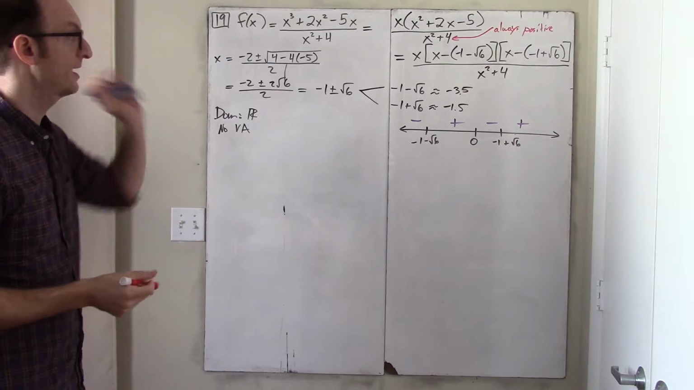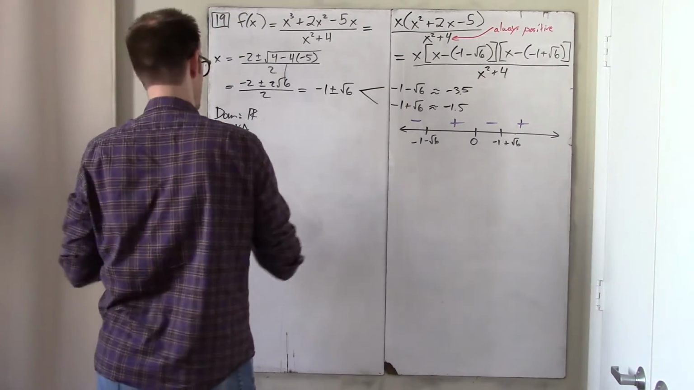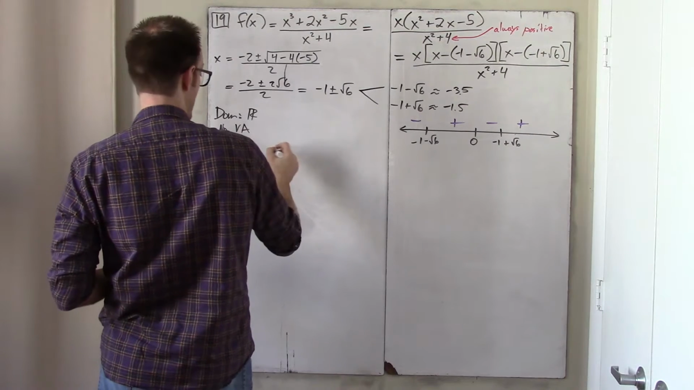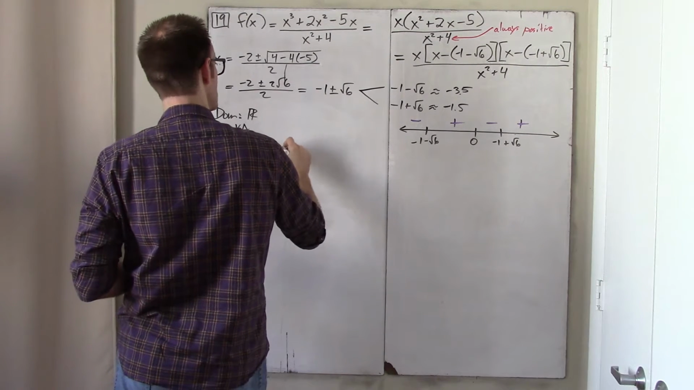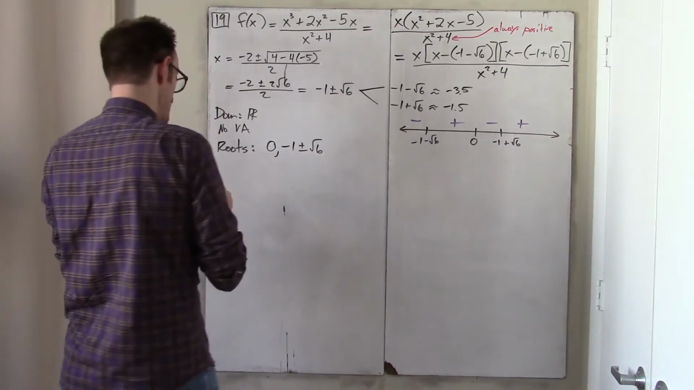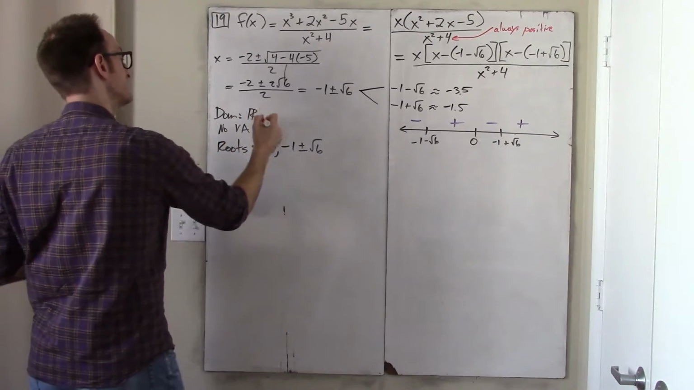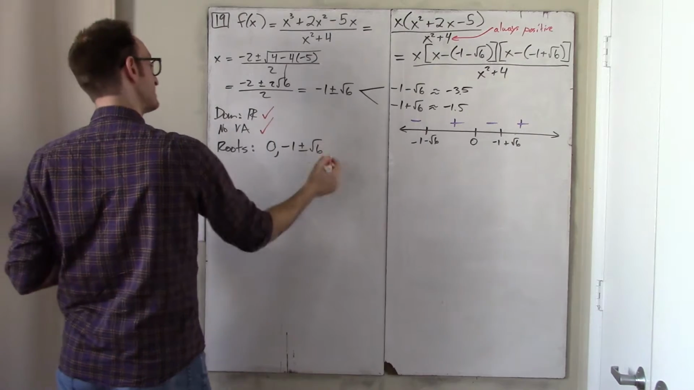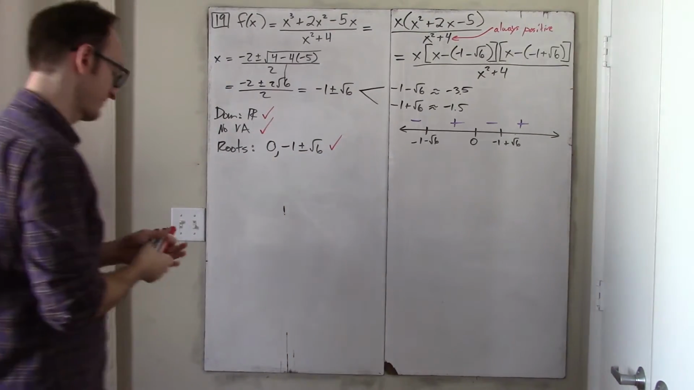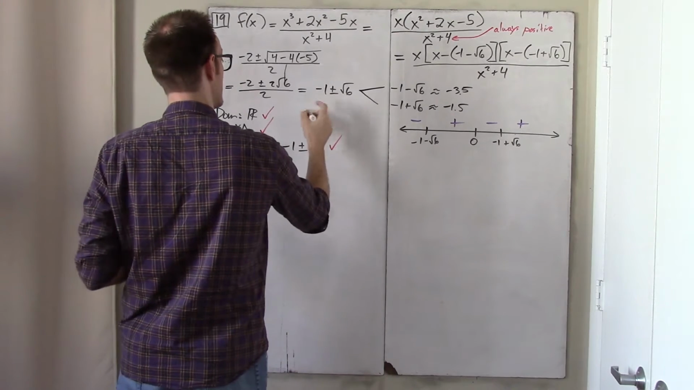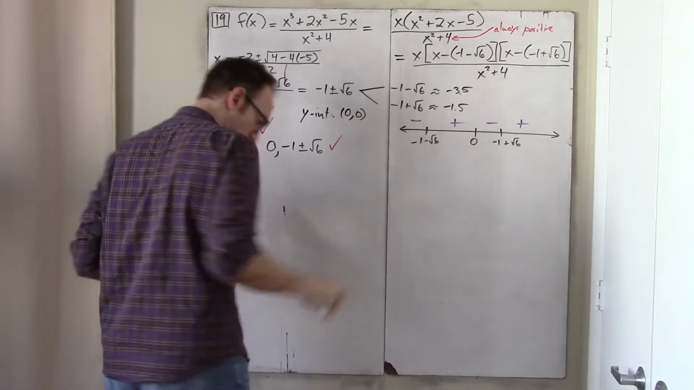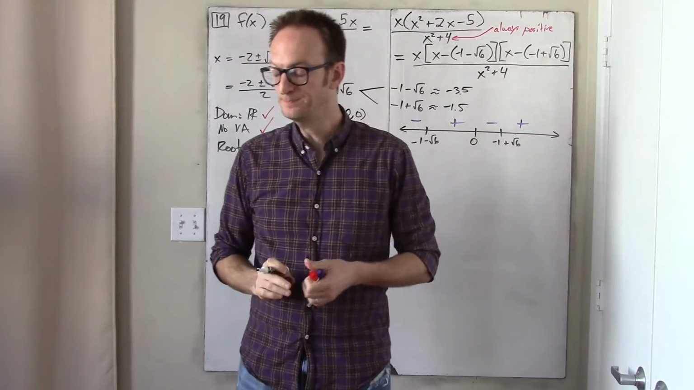I'll just say some other things here. I have my roots. What are they? There's 0 and negative 1 plus or minus root 6. So that's good to know. I have my domain, which is all real numbers. There are no vertical asymptotes. I know when it's 0. I know what the sign is. The y-intercept is quite boring because 0 is a root, so the y-intercept is just (0, 0). So I didn't really learn anything new there.